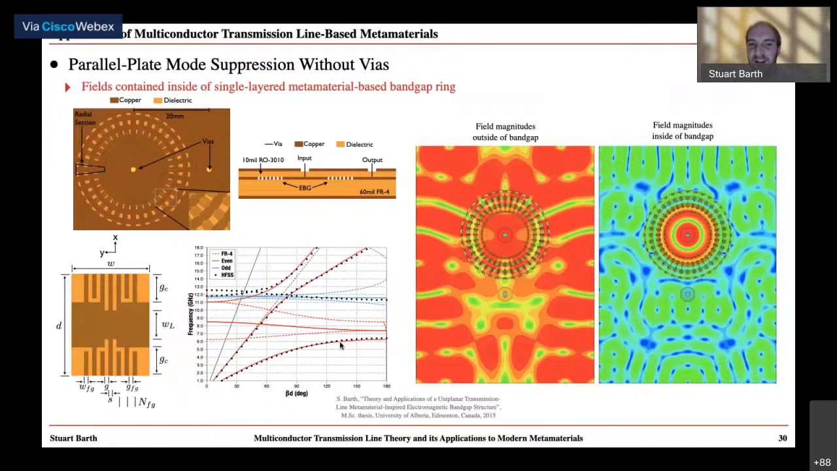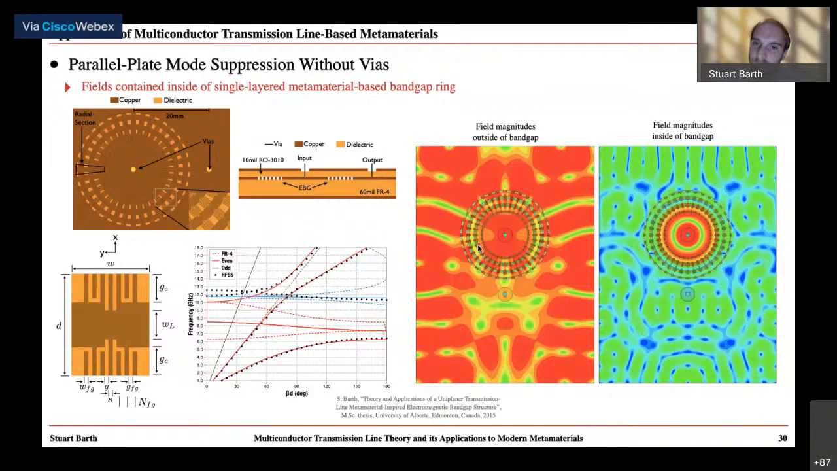There are a couple of things to note. Firstly, the equivalent circuit model agrees very well with the HFSS data given by the black dots. And as well, inside of our bandgap region, we actually have another mode propagating. But we know that because this mode is not related to the parallel plate mode that we're interested in, it won't have an effect on the suppression of power, right? So understanding this, we can go ahead and create this metamaterial EBG structure.